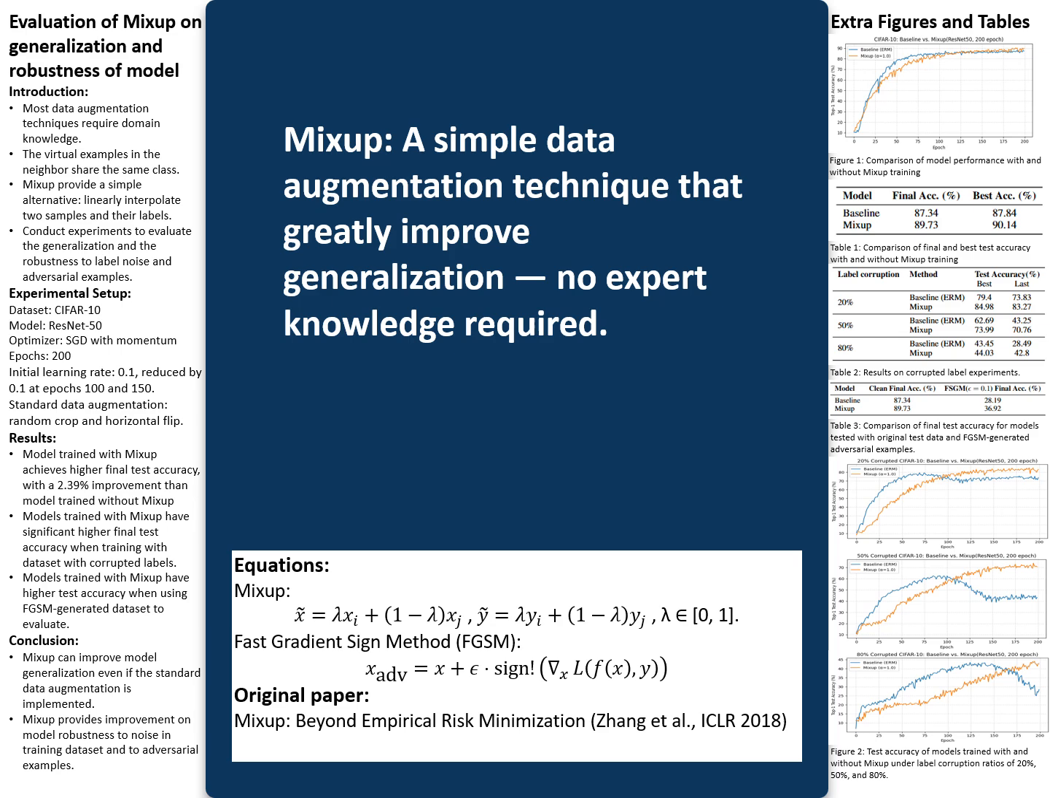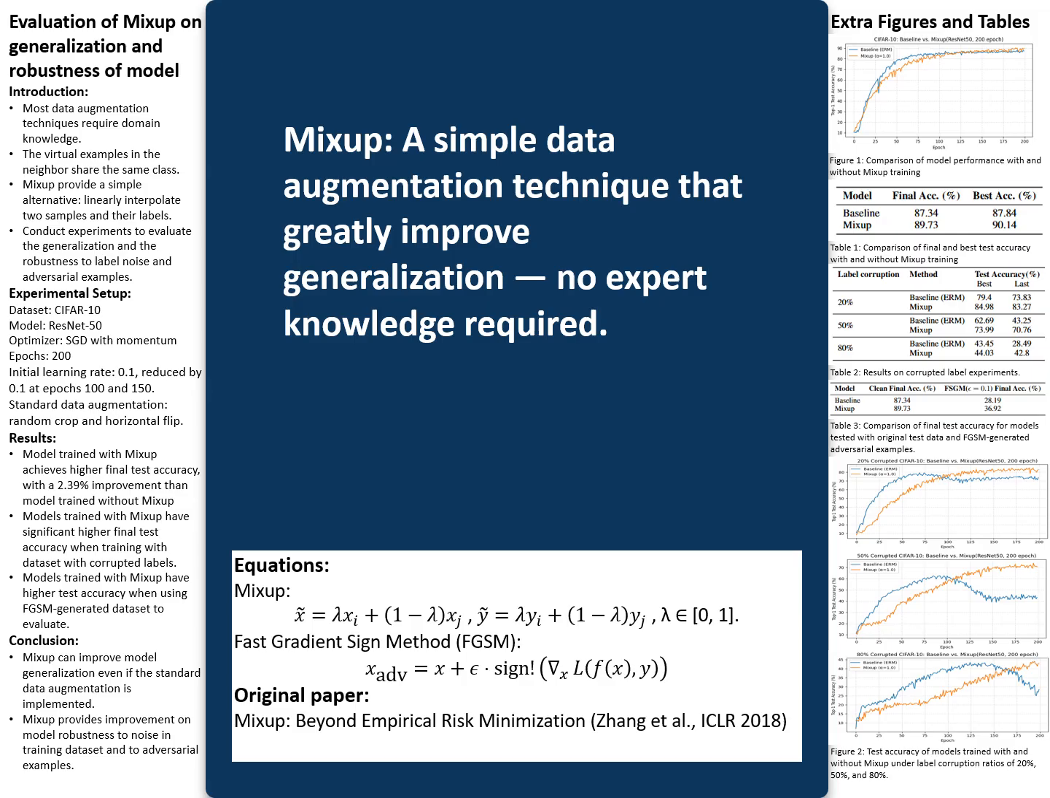I set the learning rate as 0.1 initially, reduced by 0.1 at epoch 100 and epoch 150. I apply standard data augmentation techniques on training data, including random crop and horizontal flip. I made a comparison between the baseline performance and the performance of models trained with Mixup in all 3 experiments.